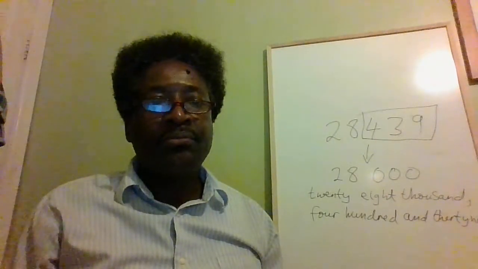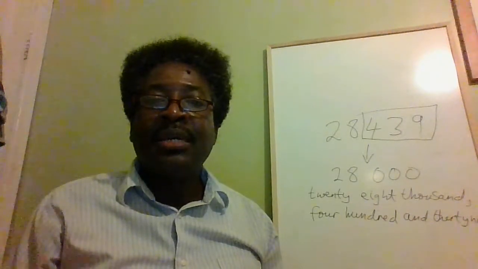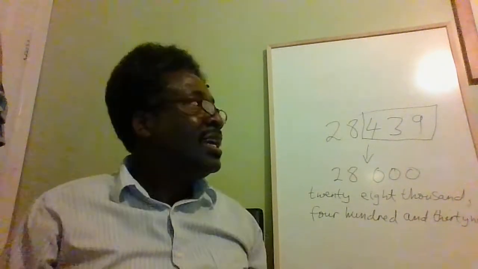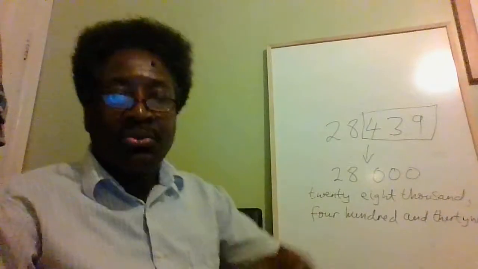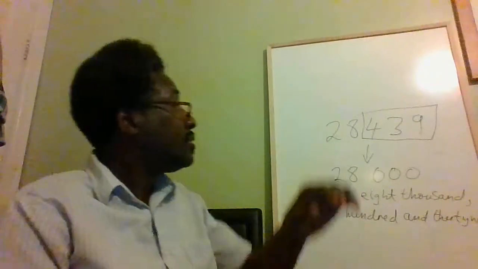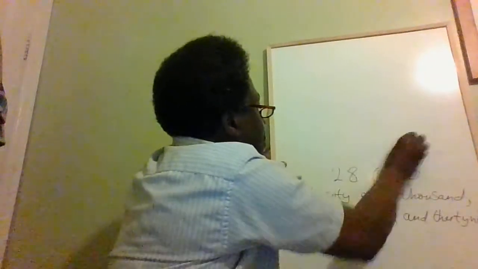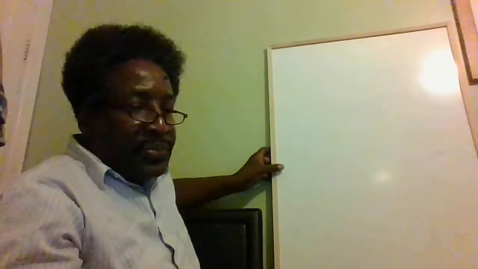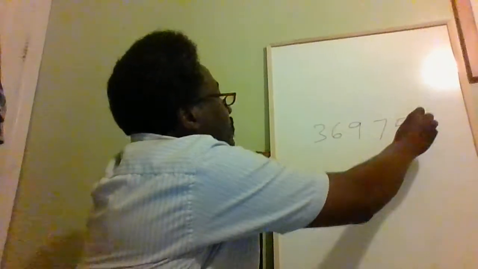Now, we're going on to learn how to write 6-digit numbers in words. It follows exactly the same principle as this one. Nothing more is going to change, as you will soon see. So let's take this off. Let's take some random 6-digit number. 369752.